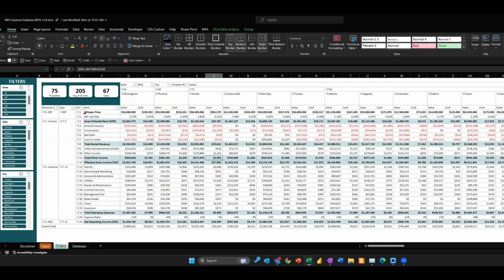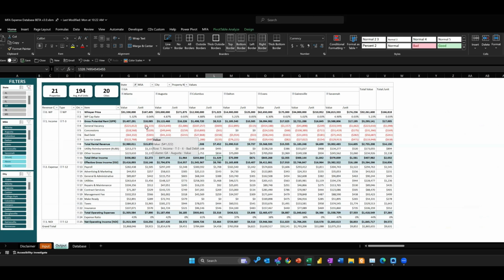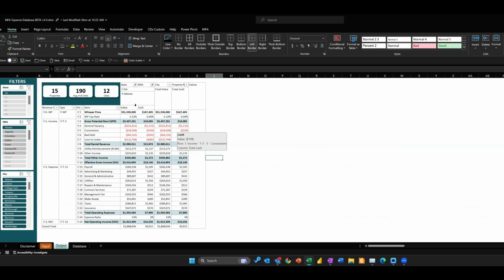So over, I don't know, maybe a little over a year, I've imported 75 properties. Average unit size is 205 across all those 75 properties, across 67 cities that we've looked at. And what this allows me to do, if I just want to look at Georgia, right, I can filter this for Georgia, and you see all the MSAs that I've looked at for Georgia. And let's say I want to look specifically at the Atlanta market. Okay. So in the Atlanta market, I've uploaded 15 properties across 12 cities within the Atlanta MSA.